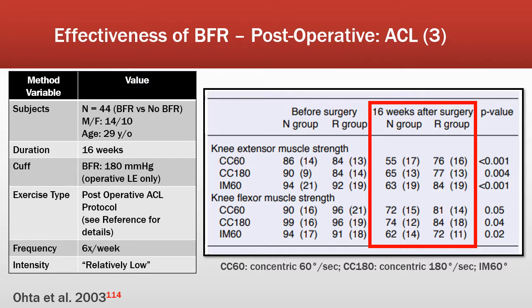You can see that knee extension muscle strength for the restricted group. You're looking at a percentage from one limb to the next, so you can see that there's almost 20% increase on the restricted versus the non-restricted, and then for the knee flexors, that there's also statistically significant difference between the two.